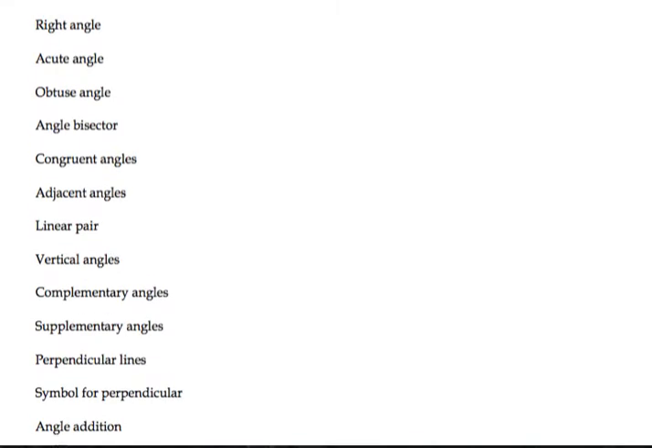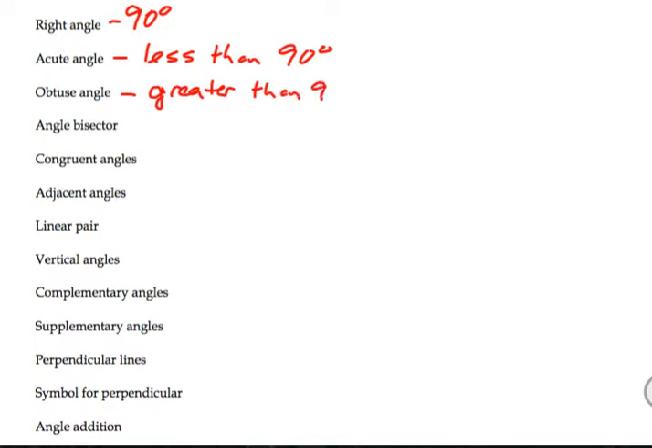So a right angle. Right angle, you need to know that is exactly 90 degrees. Acute has to be less than 90 degrees. Obtuse has to be greater than 90 degrees. Angle bisector is going to cut an angle into two equal pieces.